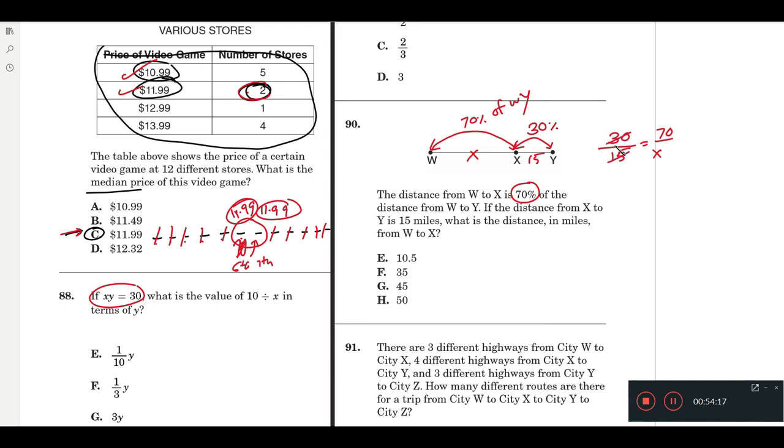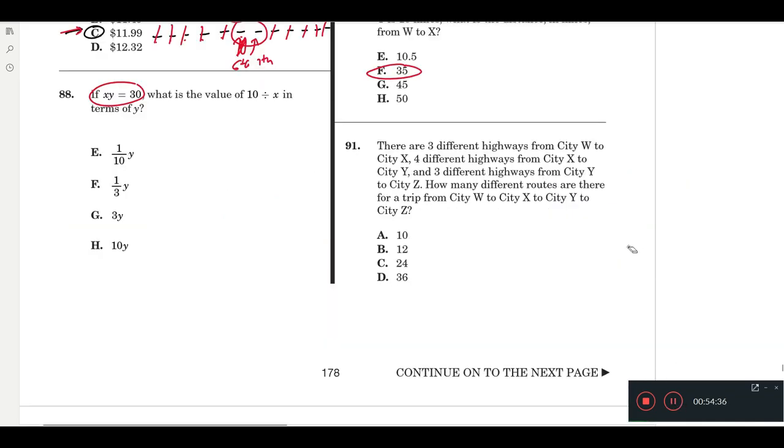Because 30 and 15 simplified is like 2 over 1. So if you cross multiply, 2x equals 70, divide both sides by 2, so x equals 35. Is that the answer? Yeah. It's a very simple proportion, guys. Pay attention to it, you'll understand.